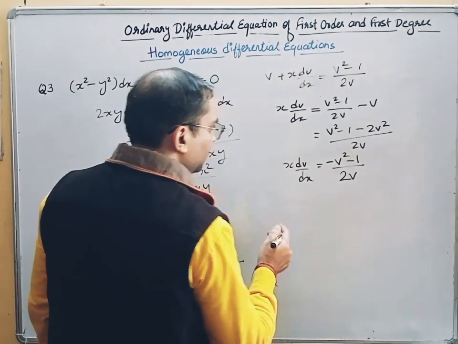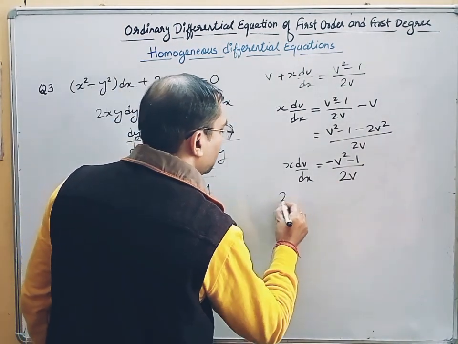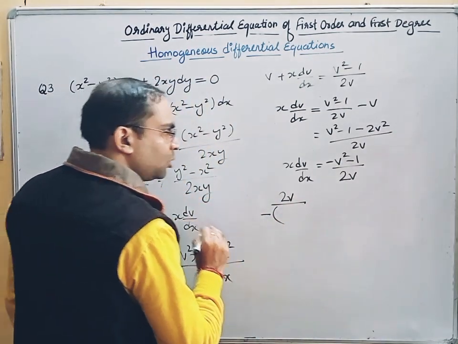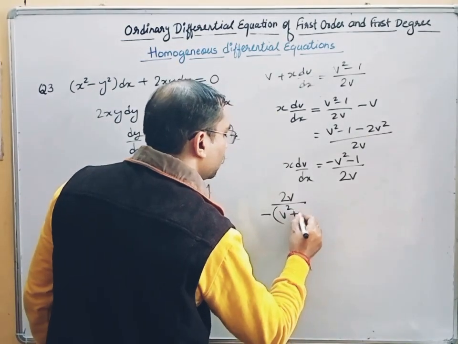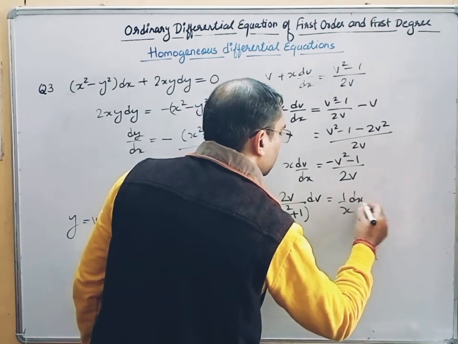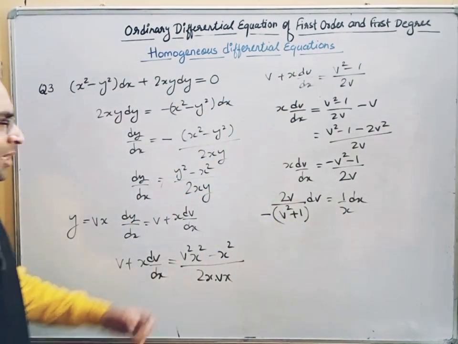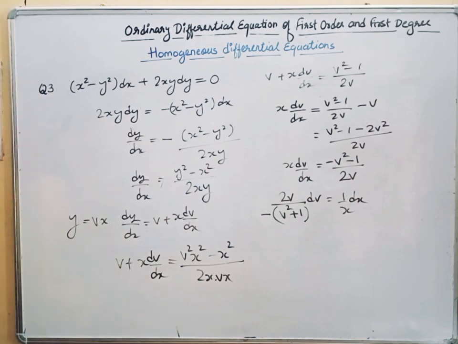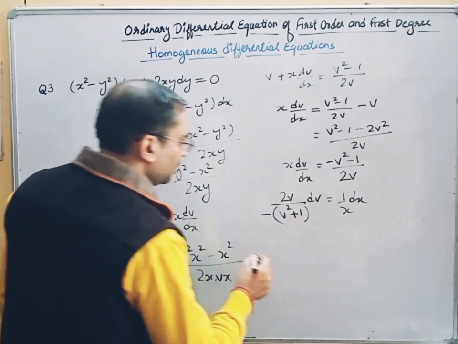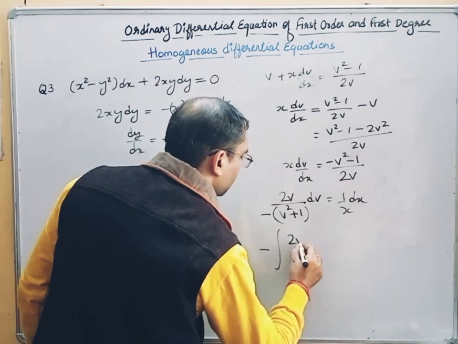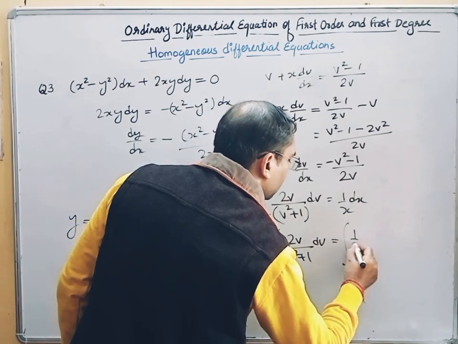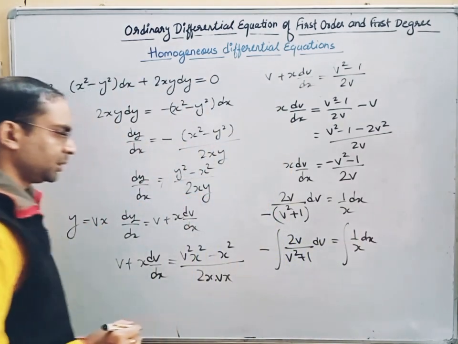So we separate this. So this 2v will come here divided by minus, I am just taking minus sign common, and this will be v square plus 1 with dv, and this is 1 upon x dx. So this is in the variable separable form. We can simply integrate on both the sides. So just applying the sign of integral, we can see this is minus 2v upon (v square plus 1) dv is equal to integral 1 upon x dx.